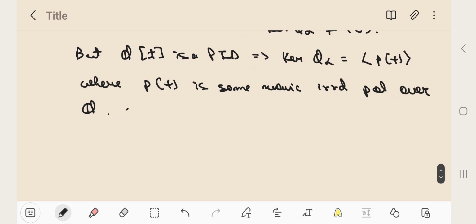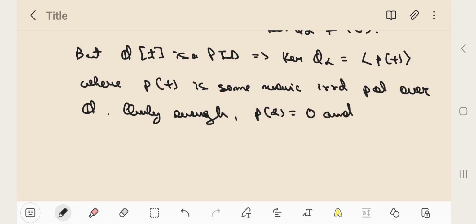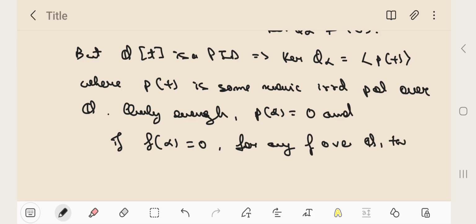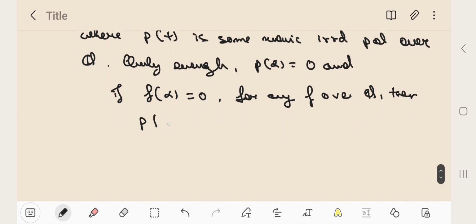Okay, clearly enough, by definition of the ideal generated by some element, firstly, p of alpha is 0, because it should itself be inside the ideal generated by it, and if f of alpha is 0 for any f over Q, then this p must surely divide f. Division will happen obviously inside the ring of polynomials over Q.